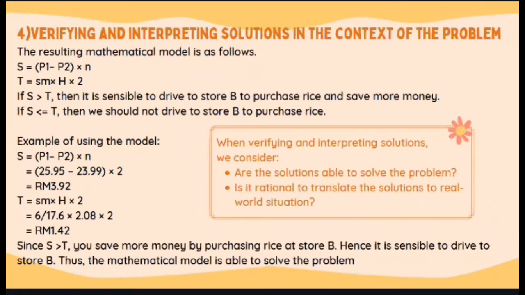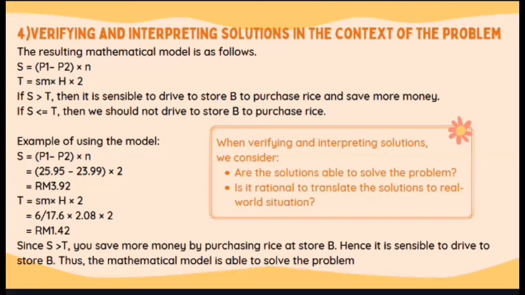Step number 4. Verifying and interpreting solutions in the context of the problem. The resulting mathematical model is as follows. S equals P1 minus P2 times N. T equals Sm times H times 2. If S is bigger than T, then it is sensible to drive to store B to purchase rice and save more money. If S is smaller or equal to T, then we should not drive to store B to purchase rice. Example of using the model.